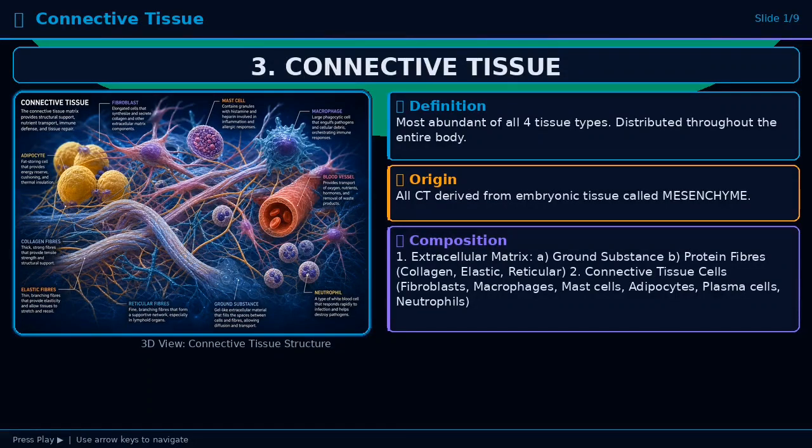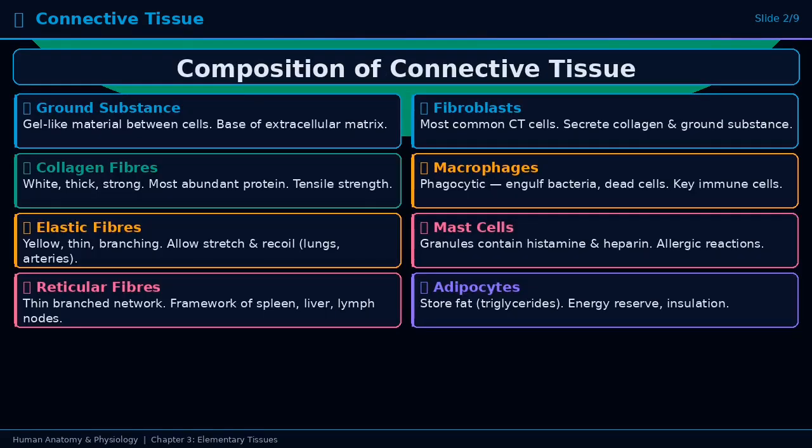Connective tissue is the most abundant of all the four basic types of tissues in the human body. It is distributed throughout the body, and all types of connective tissues are derived from embryonic connective tissue called mesenchyme. Connective tissue is composed of two main components.